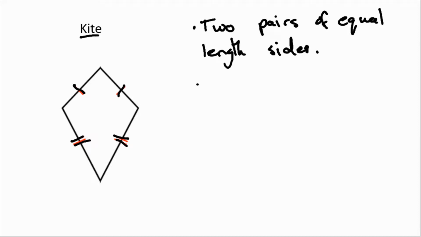But unlike the rectangle, not all the angles are 90 degrees. However, these two angles here are equal. So it has one pair of equal angles.